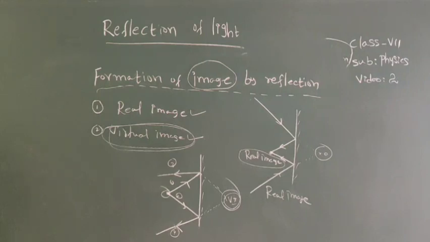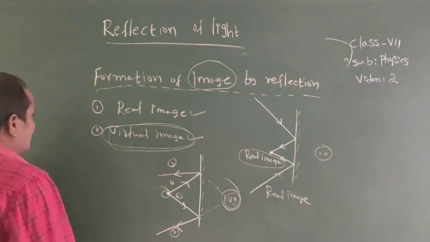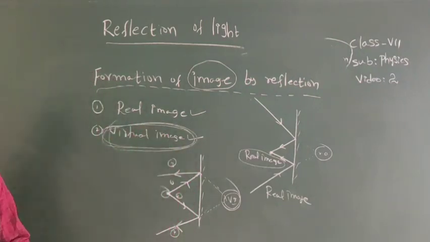A real image we can catch on the screen. A virtual image we can't obtain on the screen. So the real image is inverted with respect to the object, and the virtual image is erect with respect to the object. For example, the image of the object formed by a concave mirror is real. Next, the virtual image is formed by a plane mirror and a convex mirror. So a concave mirror gives the real image, and the convex and plane mirrors give the virtual image.